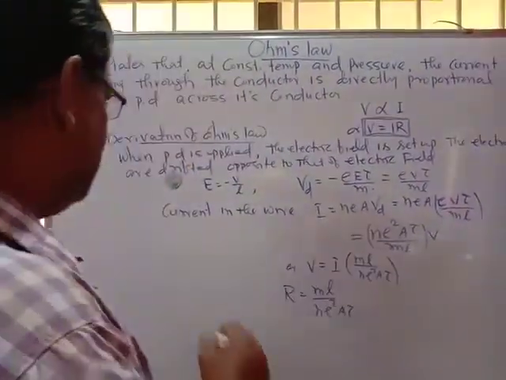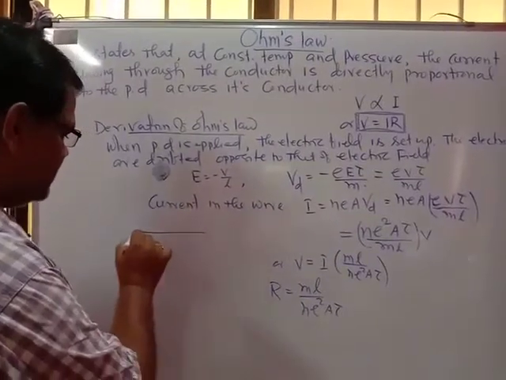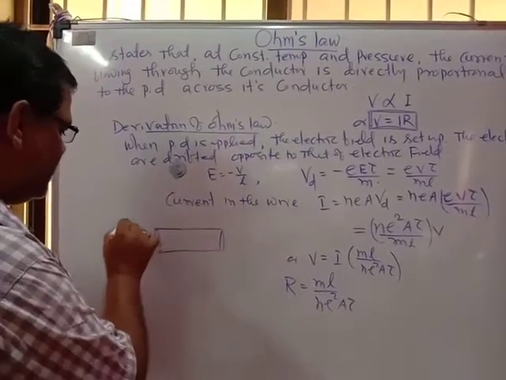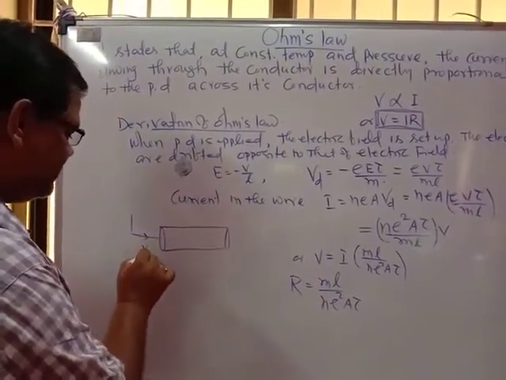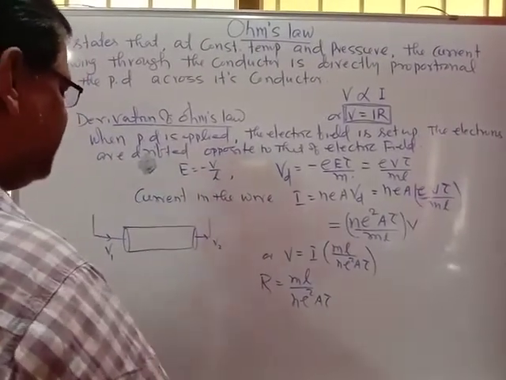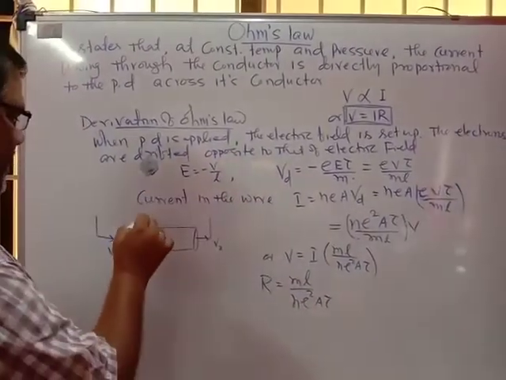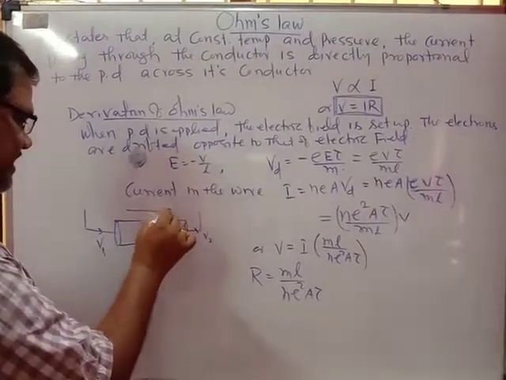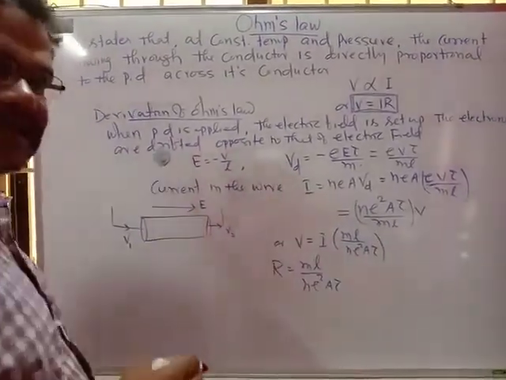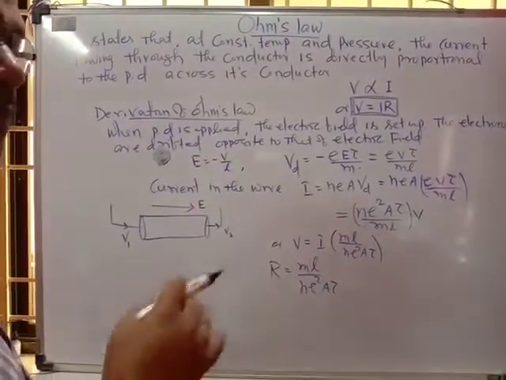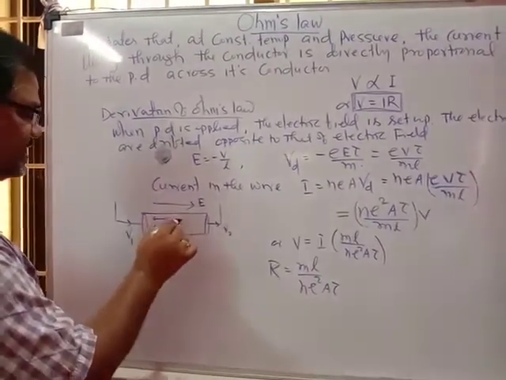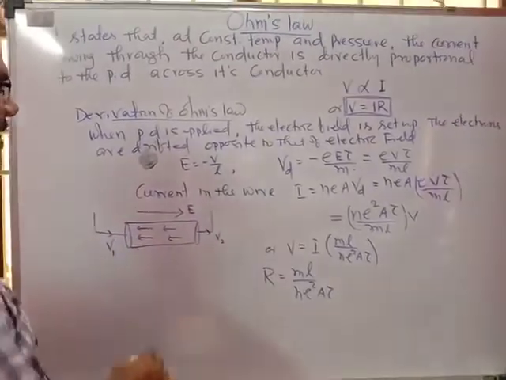It is clear whenever the conductor is here, and you are maintaining the PD, if the potential here is V1 and here you are giving the potential V2, the potential difference is V1 minus V2, and the current will be produced along this direction. That is, an electric field is set up along the conductor, and the electrons inside the conductor will be drifted opposite to that of the electric field. In this direction, electrons will be drifted.